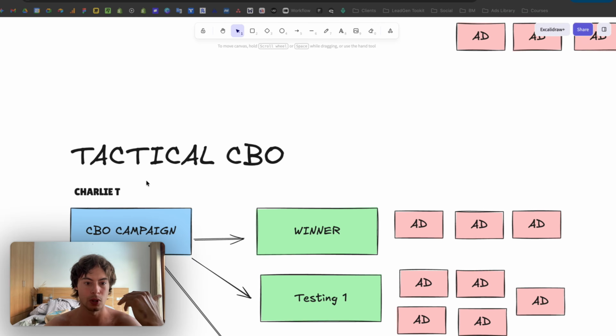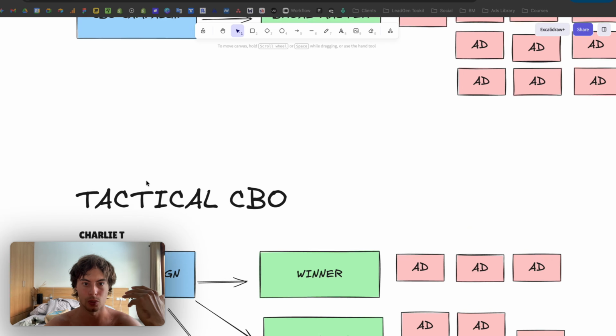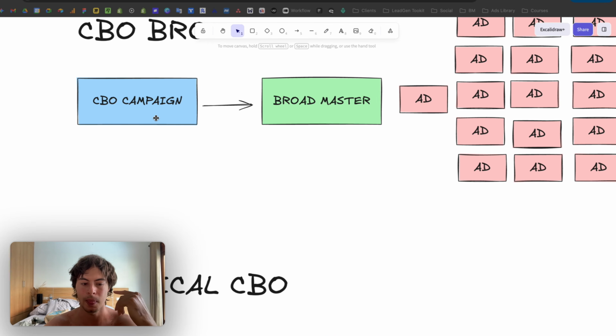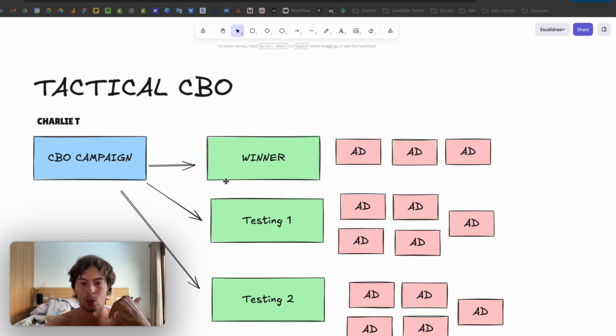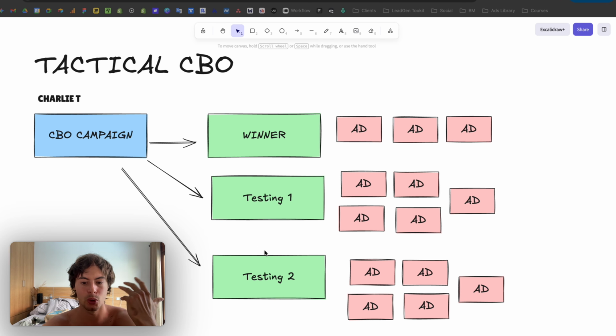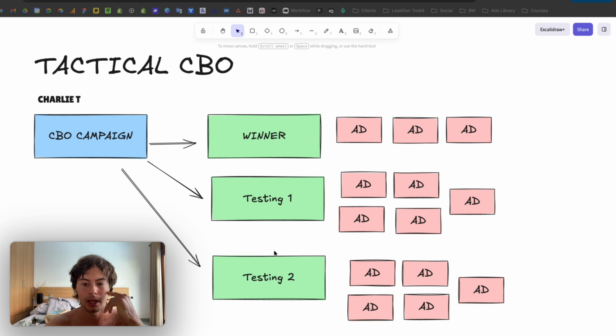And pretty much his philosophy is the one campaign structure. It's just adding a little bit more ad sets, whereas he has a winning asset. That's usually where Facebook automatically spends most of your cash. And then he just has 2 or 3 testing assets where he's testing new creatives, new concepts and stuff like that. And then whenever one of these creatives is winning, he translates it into the winner one.